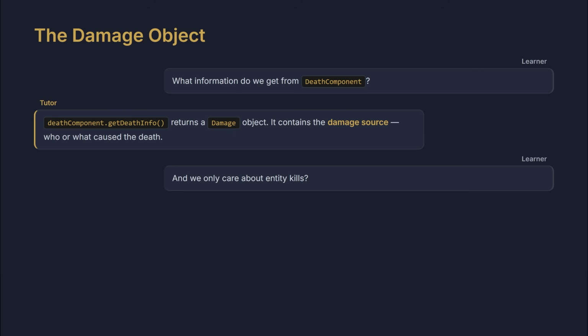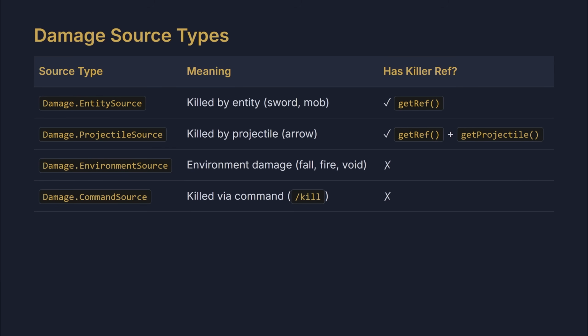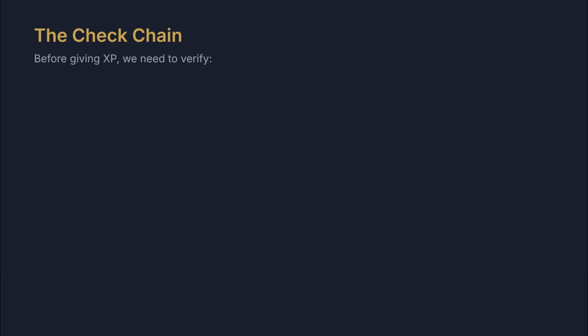And we only care about entity kills, right? Yes. So if the source is Damage.EntitySource, we can get the killer's reference via getRef. Environment deaths, for example, use environment source, which has no killer, so we don't have XP for those kinds of events. We have many different source types, and in this case, we want to get the entity source. We could also get a projectile source, but we could maybe do that in another part. Only entity source and its subclass projectile source have a killer reference. So environment deaths don't award XP.